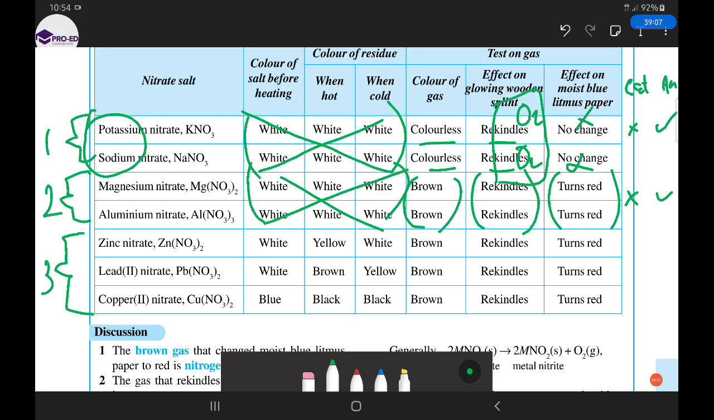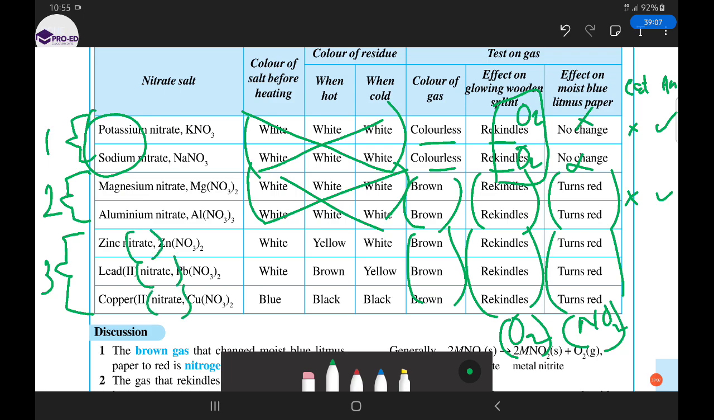Okay, so for group 3, the same thing. The thing is, see, brown and then turns red color. We already know, yes, nitrogen dioxide. And then rekindles glowing wooden splinter, we already know oxygen. And we know oxygen and nitrogen dioxide means what? Definitely all three are nitrate salts.